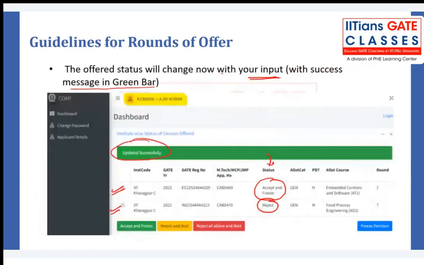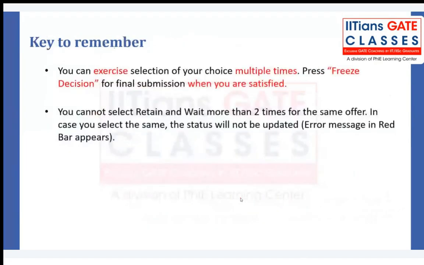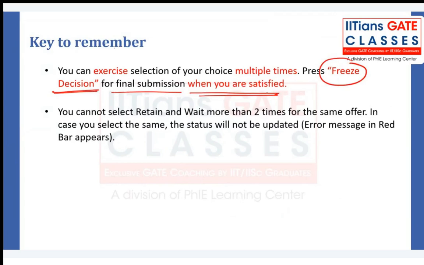In the seventh round you have done like this, but suppose you are in the first round, this is just an example I'm giving you. In the first round you have got something and you don't like it, so you can reject or you can also retain and wait. You can exercise selection of your choice multiple times. Press freeze decision for final submission when you are satisfied. So you can exercise selection of your choice.